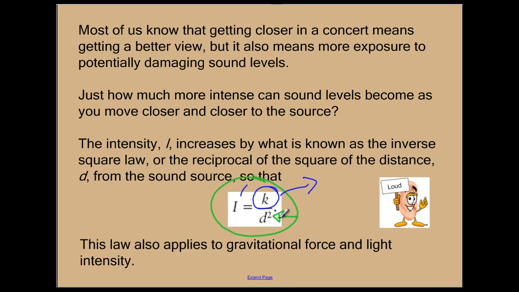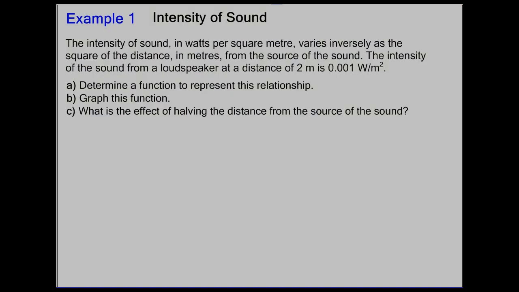So let's look at an example that involves this type of formula. I'm going to write the formula from the previous page at the very top, because we were talking about the intensity of sound varying inversely as the square of the distance. So I equals K over d squared. In this question, the intensity of the sound from a loudspeaker at a distance of 2 meters is 0.001 watts per meter squared. They'd like us to determine a function to represent this relationship.